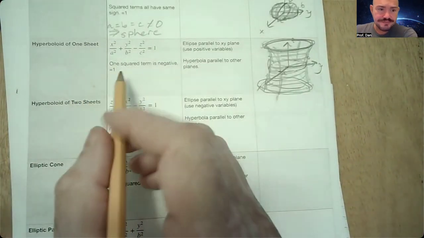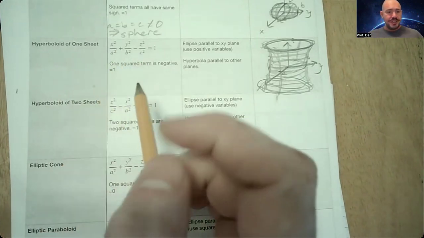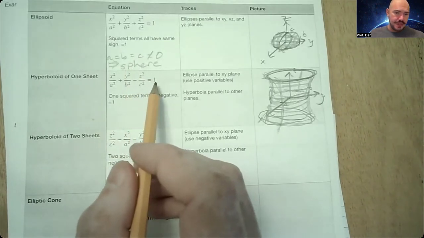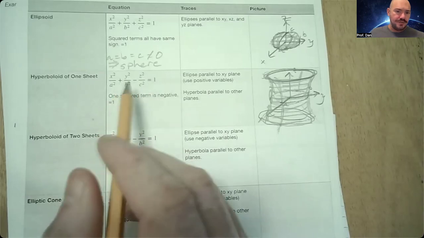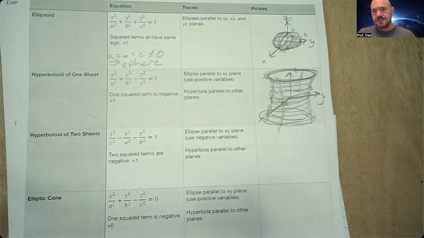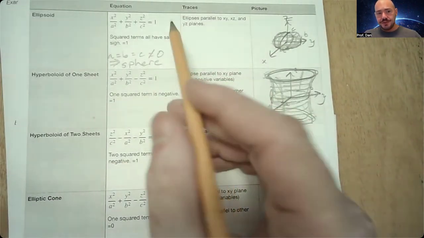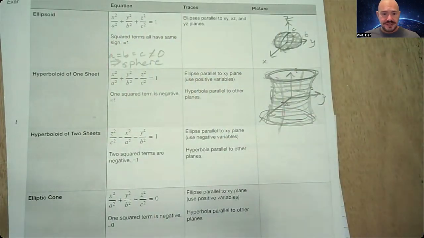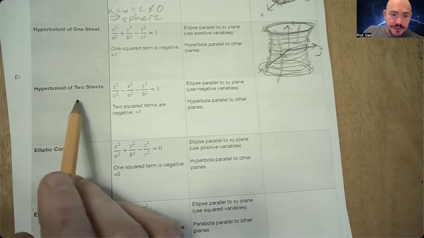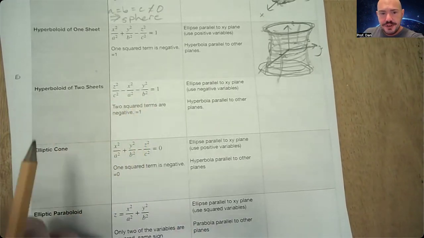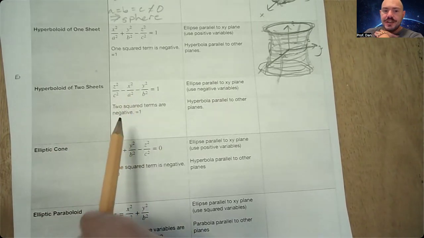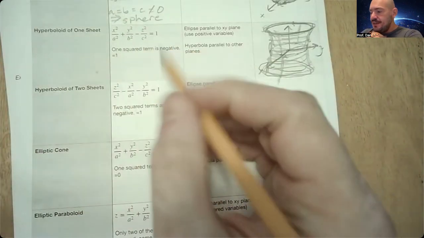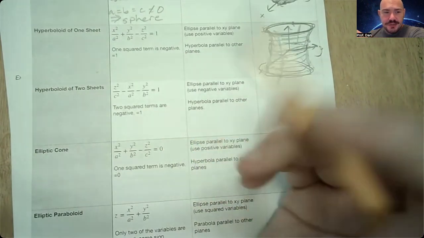And the way we can tell, first off, hyperboloids are going to have a right side equal to 1, and you're basically going to have not all of the signs being the same. So some of the terms are positive, some of the terms are negative, right? With an ellipsoid, the right side was equal to 1, but all of the squared terms had the same sign. They were all positive. Now, if I go on to a hyperboloid of two sheets, we have two negative terms. So two squared terms that are negative, and we're still equal to 1. So all hyperboloids were equal to 1, all right? And the number of negative terms you have is the number of sheets.